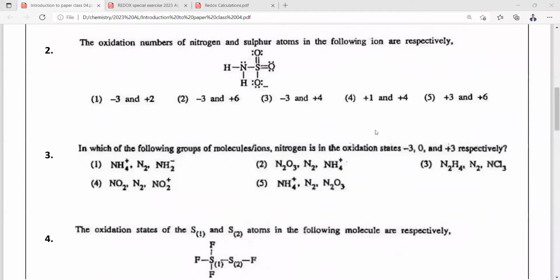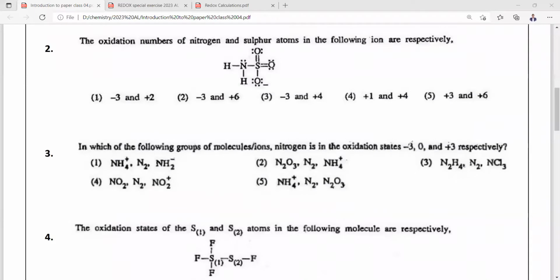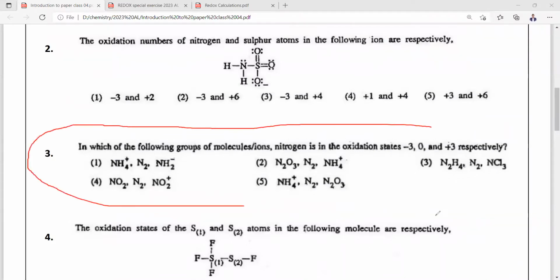I would like to discuss this one also. What is the answer here? Try to give me the answer. It's a 2009 A level question. Which of the following molecules or ions has nitrogen's oxidation state of minus 3, 0, plus 3? Check the answers: minus 3, 0, plus 3.